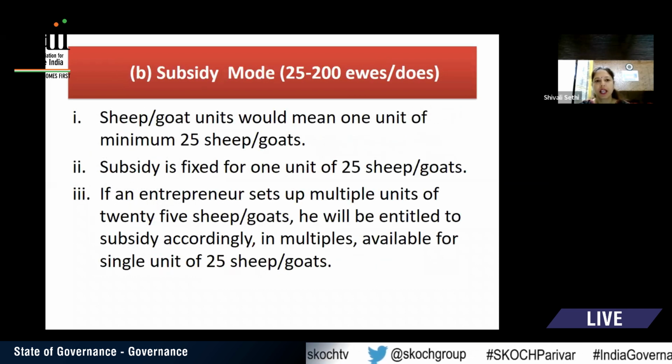The next one is where the livestock is provided on subsidy mode. The subsidy is fixed at 50%, and 25 sheep, goats, and units are provided to the beneficiaries. Now, if an entrepreneur wants to set up multiple units of sheep and goat, he will be entitled to the subsidy accordingly.